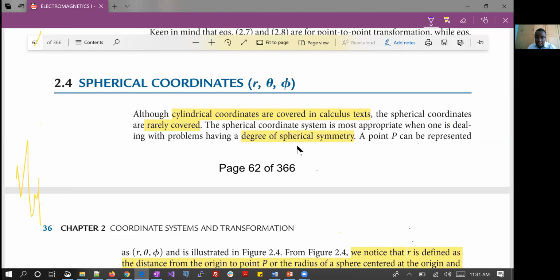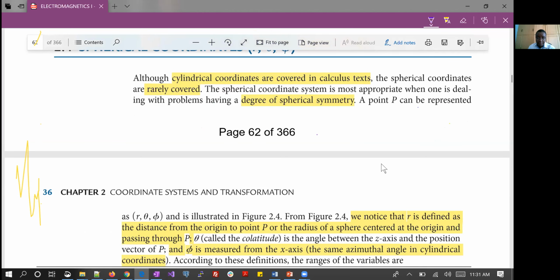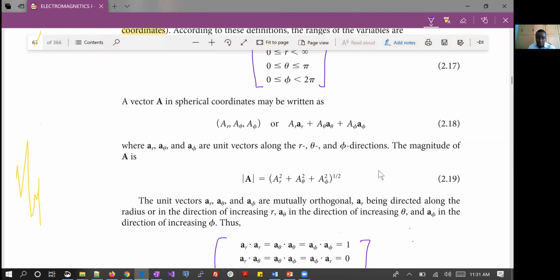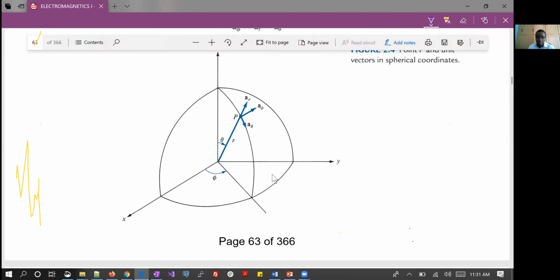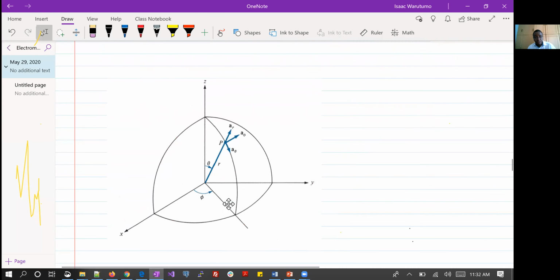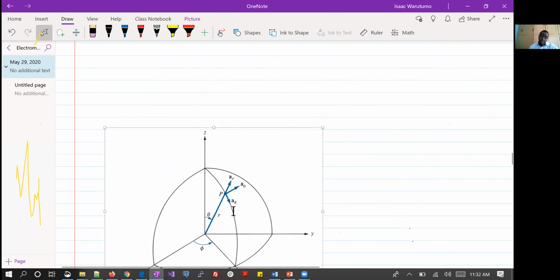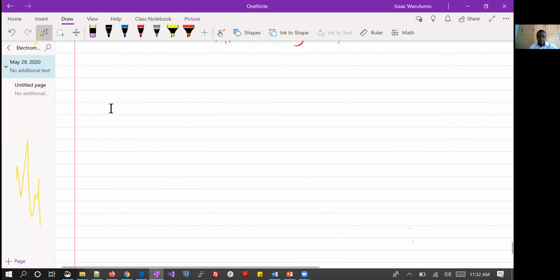And the spherical coordinate system is most appropriate when one is dealing with problems having some degree of spherical symmetry. A point can be represented as shown in Figure 2.4. Figure 2.4 is here. As I mentioned, I think we have already seen this somehow, but I have copied it here. I think we have done so many things until we have overtaken ourselves. So I want to paste it here.